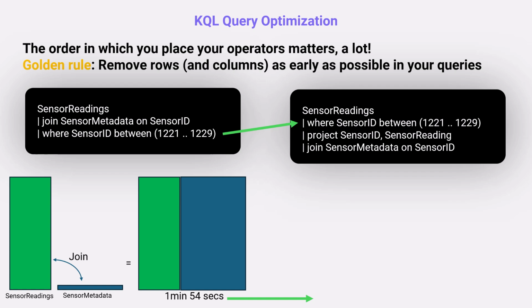Instead, what you can do is refactor that. And ideally, you want to be pushing your where statements in a KQL statement as high up as possible to narrow down the compute that's required.